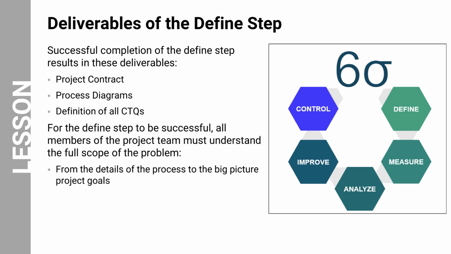The key deliverables of the define phase are a project contract, process diagrams for the processes of interest, and a definition of all critical to quality characteristics. Furthermore, each member of the team must establish a thorough understanding of the problems and the process at hand. For the define step to be successful, all members of the project team must understand the full scope of the problem, from the details of the process to the big picture project goals.